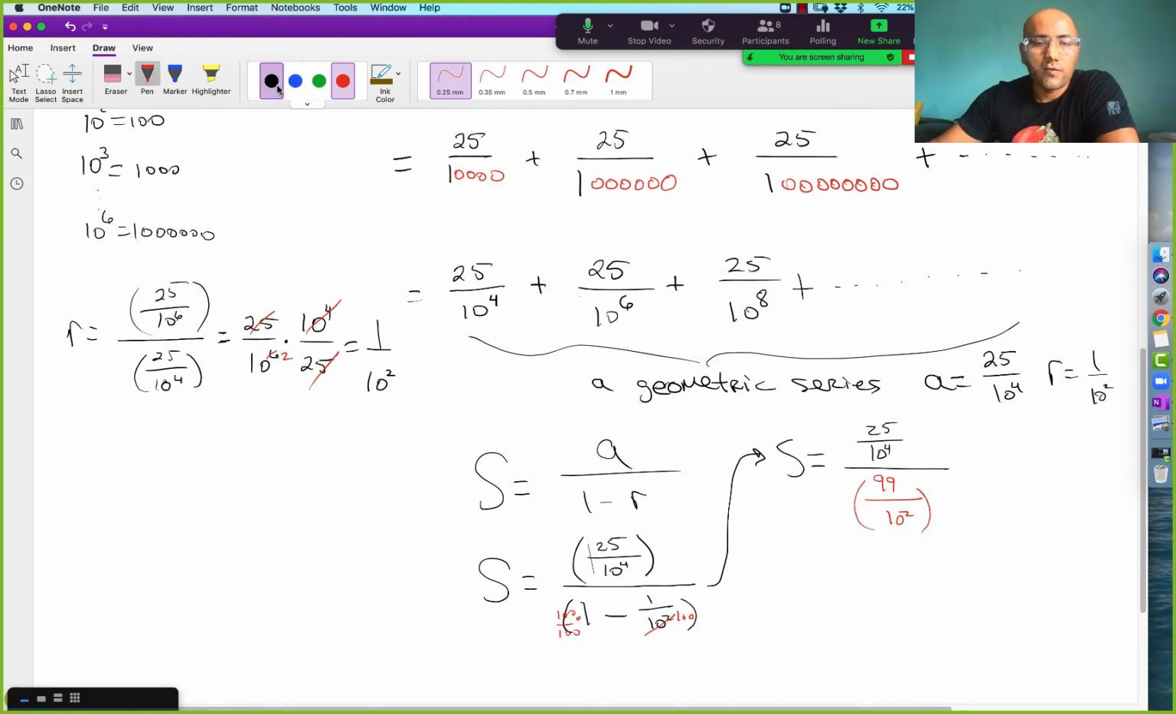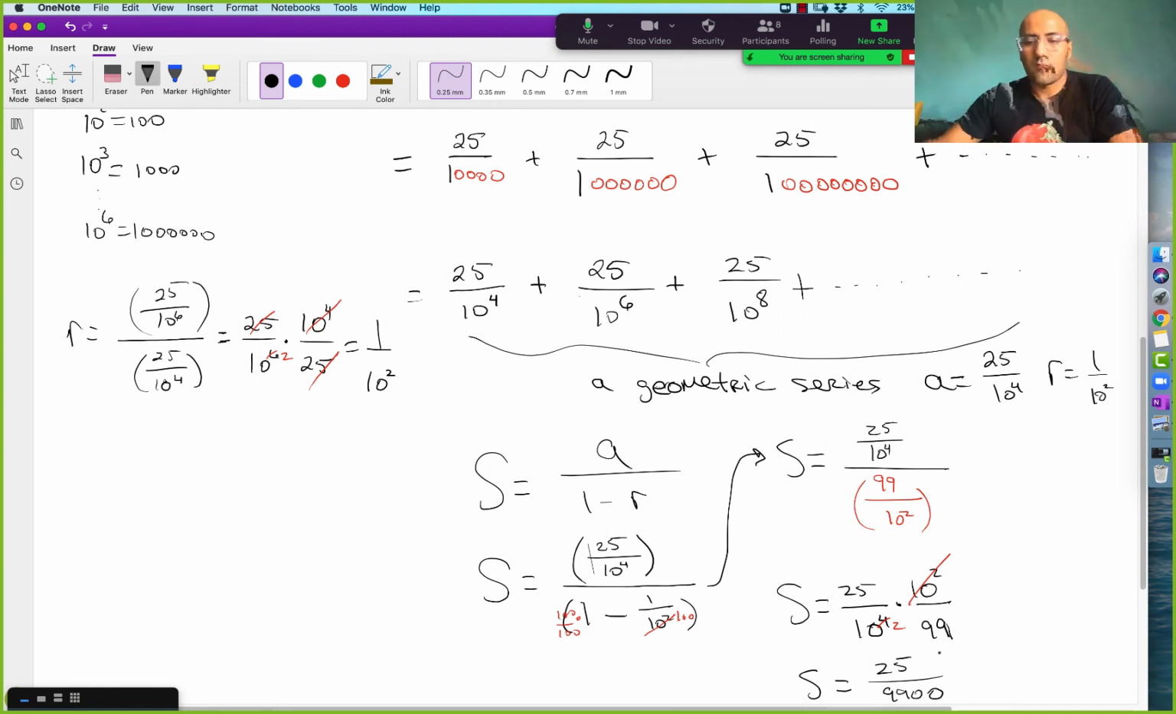Good. So now we multiply the numerator times the reciprocal of the denominator. 25 over 10 to the power of 4 times 10 to the power of 2 divided by 99. And then these guys cancel. This cancels with that, reduces that. And so I end up with s equals 25 divided by 9900, right? 100 times 99.